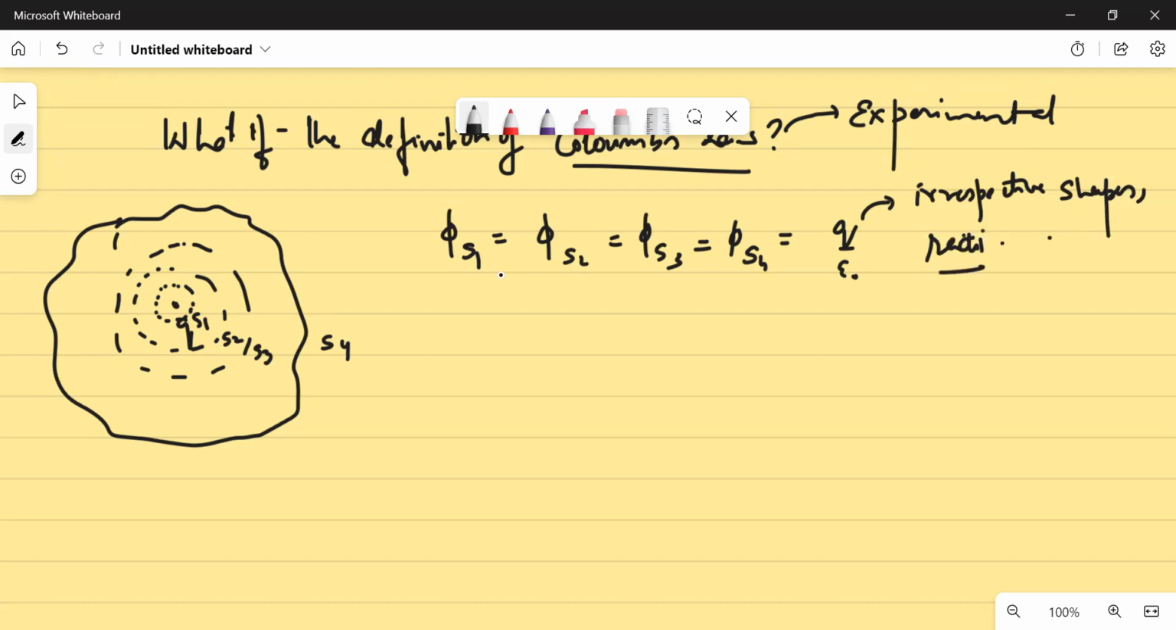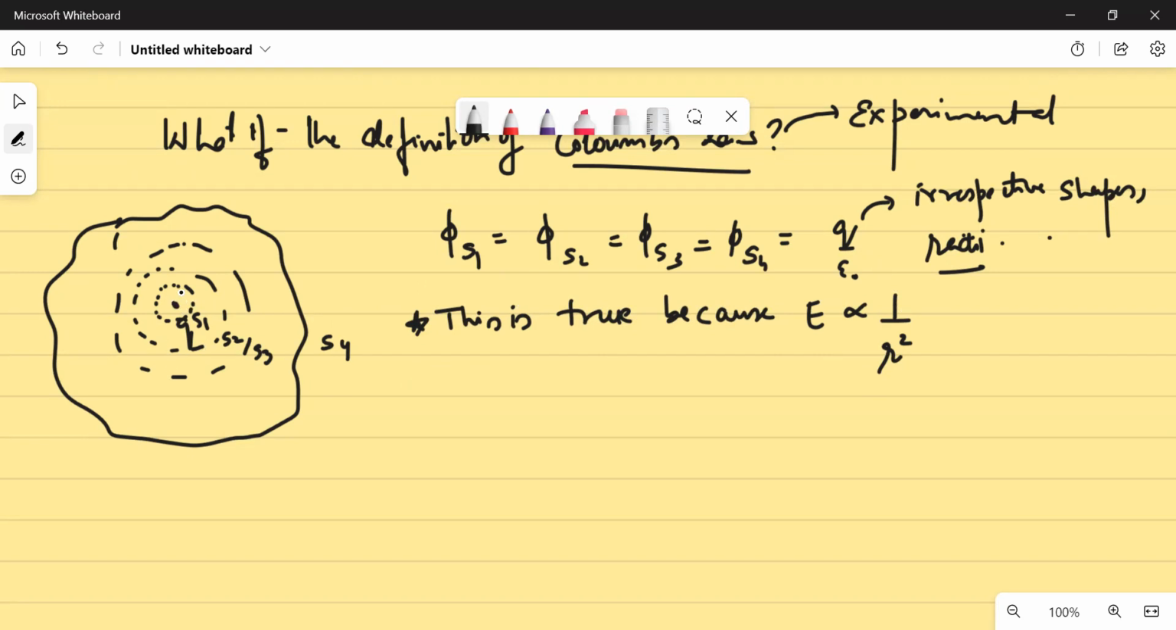Is that clear? But this is true because your electric field is proportional to 1 upon r square. That is, if you have this kind of dependence, only then can you expect this sort of thing.